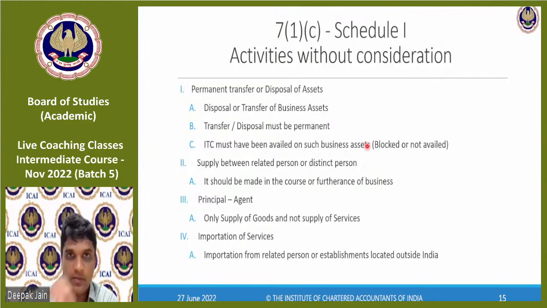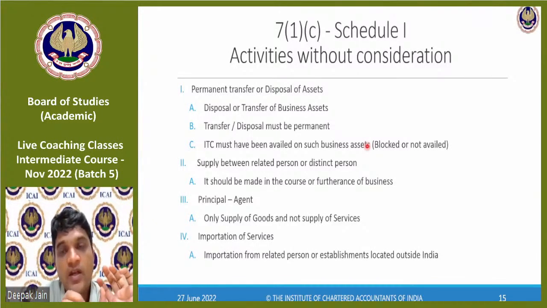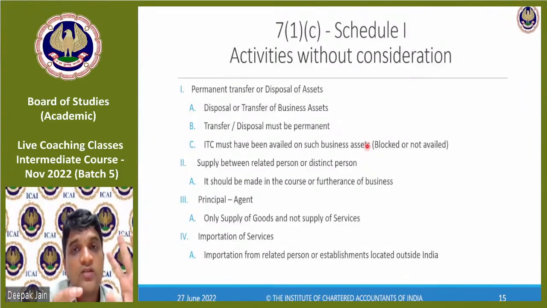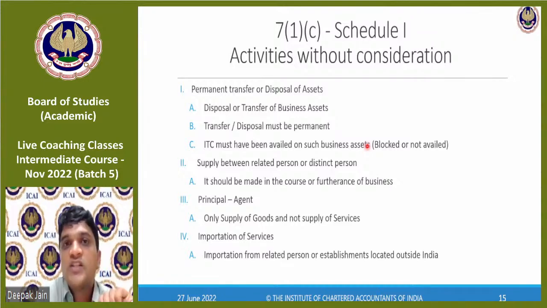So when you're doing a permanent transfer or disposal of business assets, only if you had claimed the credit will GST be payable on your outward supply, even without consideration. If I have not claimed the credit on this capital goods and I dispose of it, then I don't pay GST because the chain is not there. There is something called blocked credit. Some assets or goods you purchase, the credit will not be available. One of those is motor vehicles, say a car. You cannot claim credit on a car, even if you use it for business purposes.